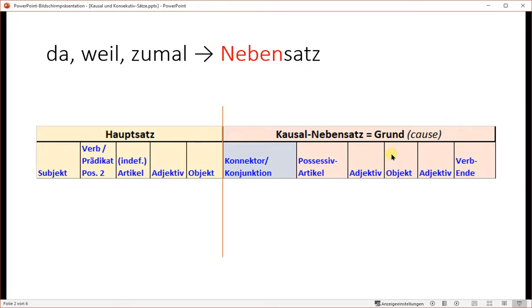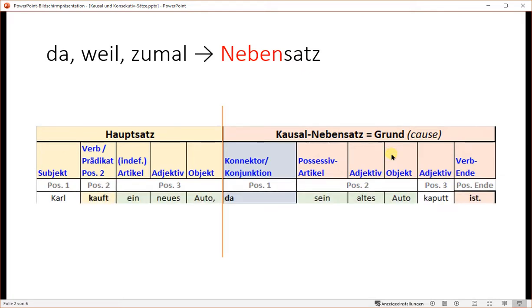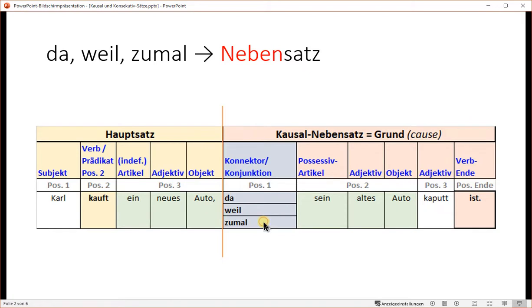You can analyze that later and pause the video if you like. This is how we count the position of the elements. And here's the example sentence. Karl kauft ein neues Auto, da sein altes Auto kaputt ist. Da is our connector. The same sentence would be identical if we use connectors like weil and zumal.